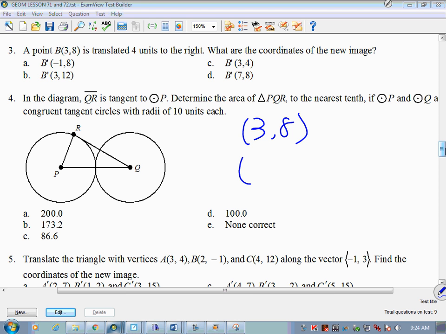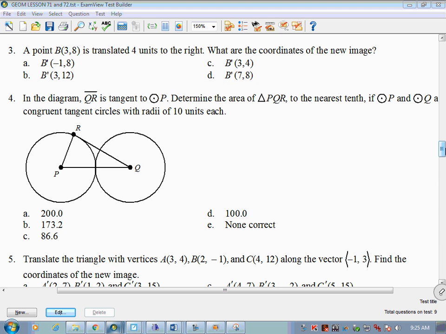So if I'm moving 4 units to the right, what is my new coordinate from 3? 7. 3 plus 4 is 7. What about my y value? Stays the same because we didn't move up or down. So we want (7, 8). B prime is going to be (7, 8). We follow so far? It's pretty basic math up to this point.